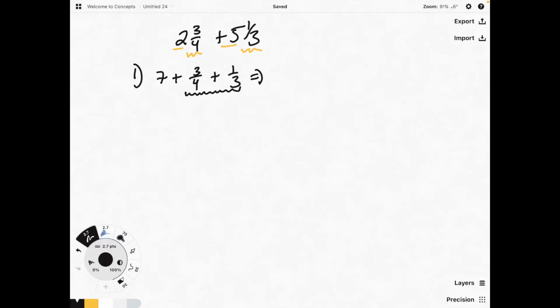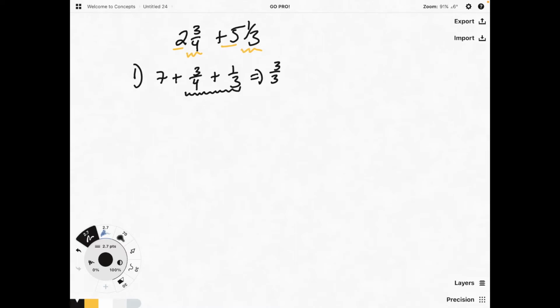If we focus on 3 over 4 plus 1 over 3, the first question we need to ask ourselves is how can we get 4 and 3 to be the exact same denominator? Again, an easy way to do it is just take the 4 and multiply it to the 3. Similarly, you would take the 3 and multiply it to the 4.